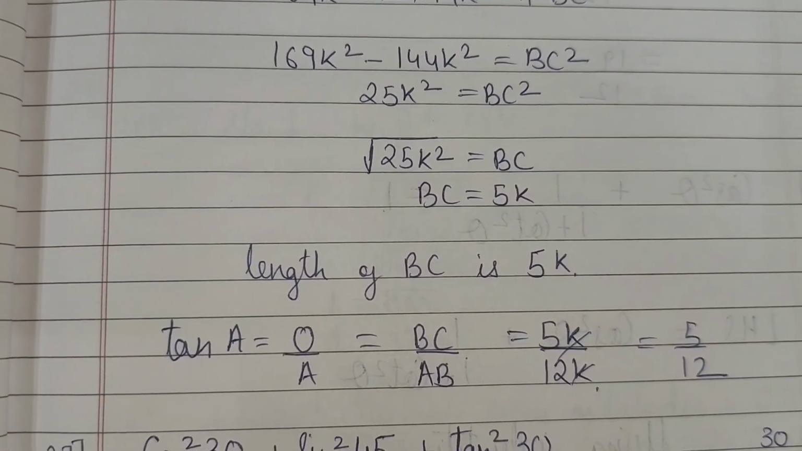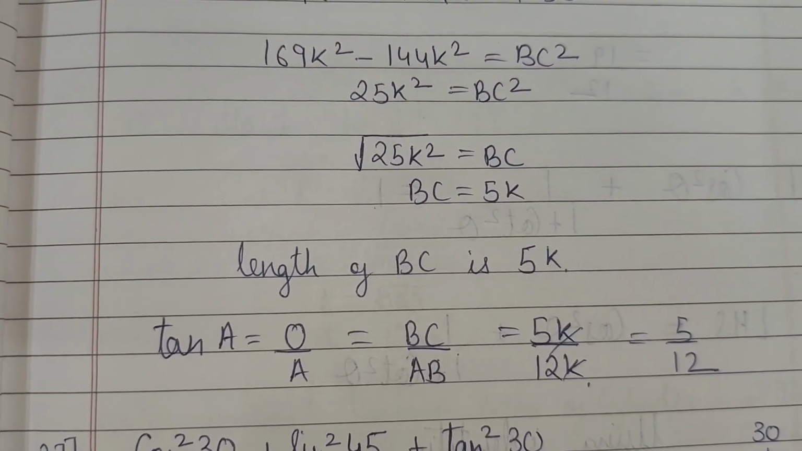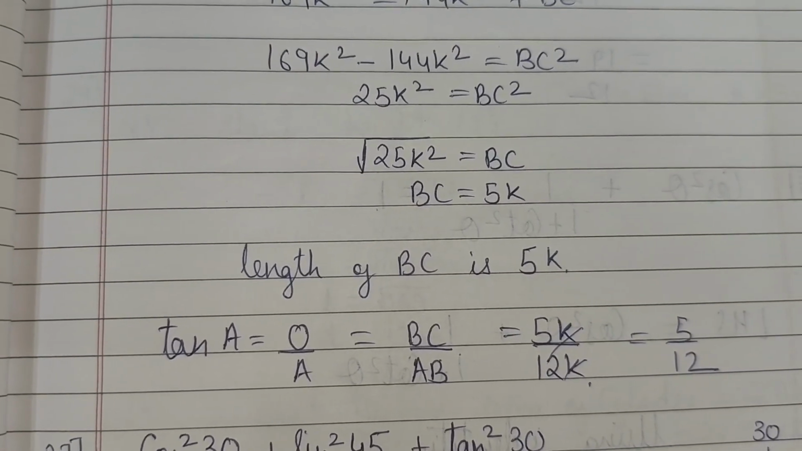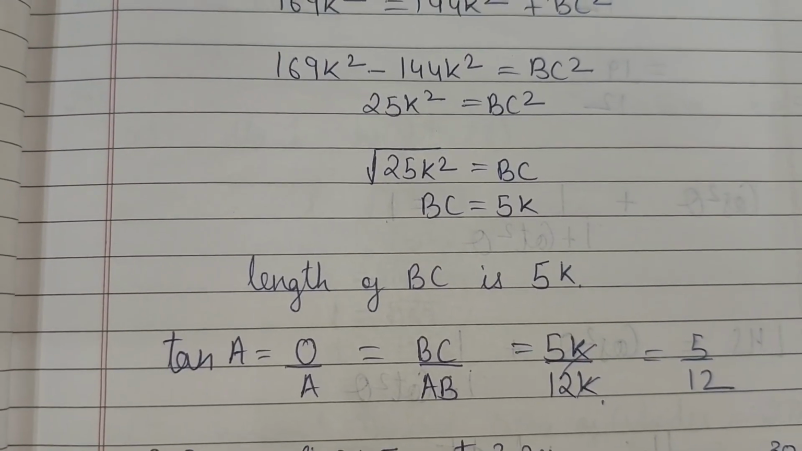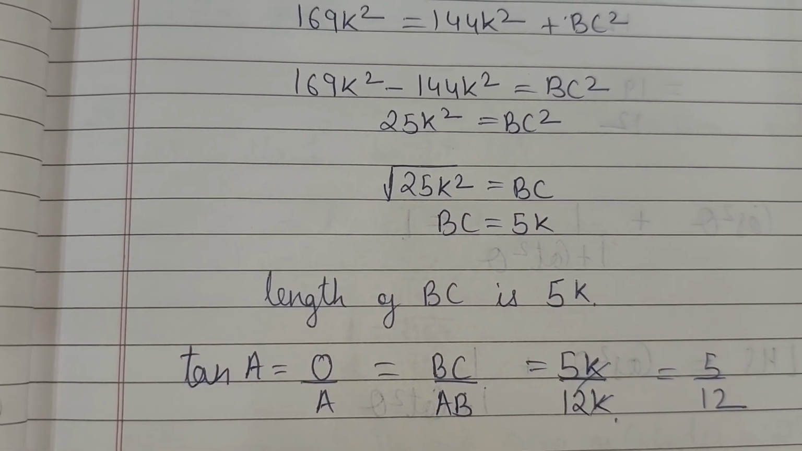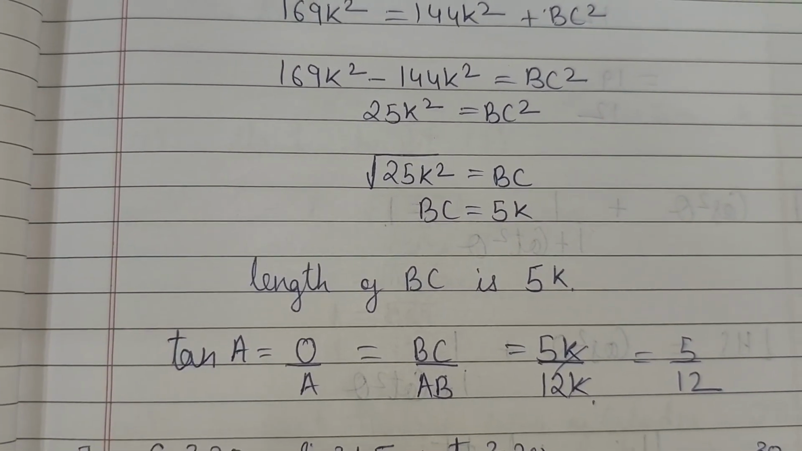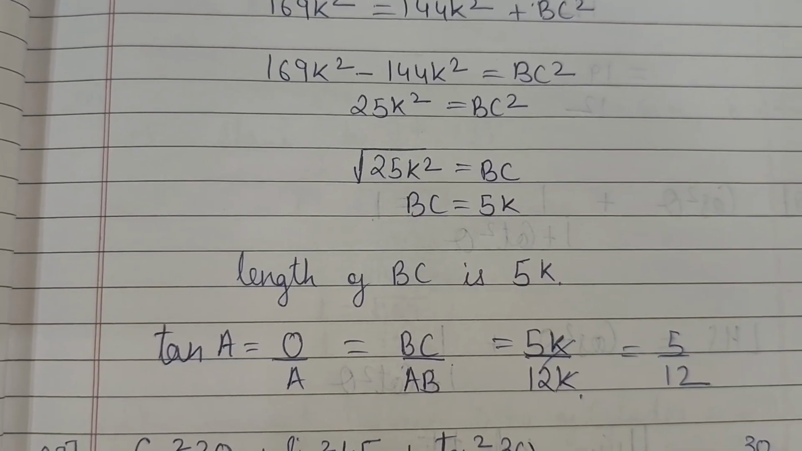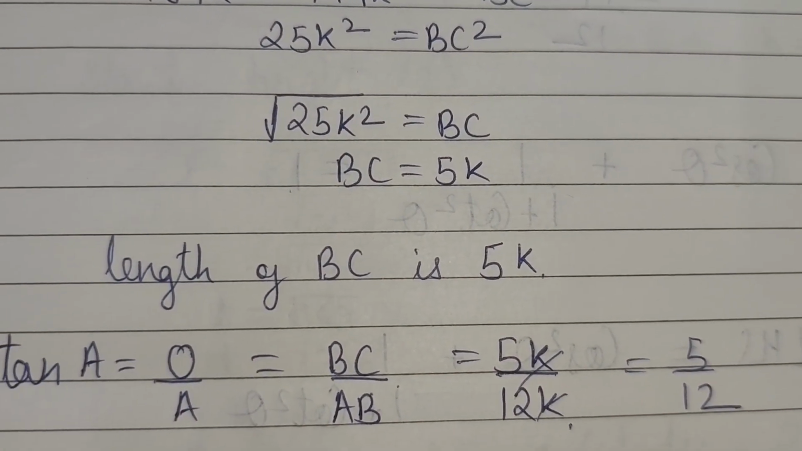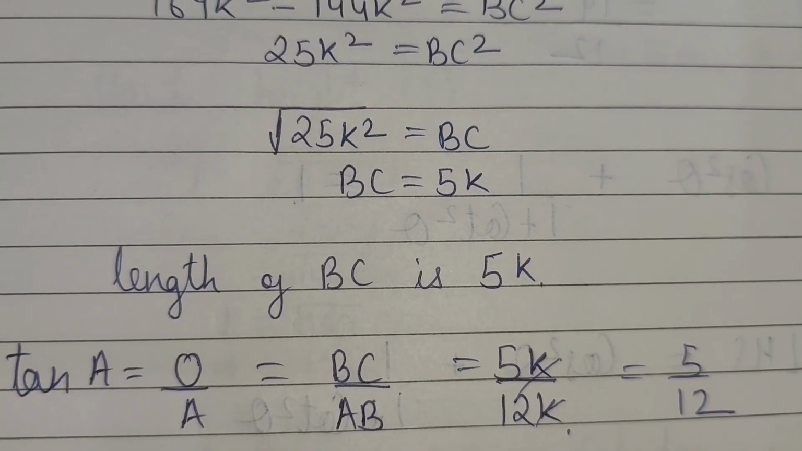But in the question they have asked one more, there is a second part also. Find the value of tan. So the tan definition will be what? Opposite upon adjacent. So the opposite side will be BC upon AB, so 5k upon 12k, k will cancel and the final answer will be 5 upon 12.